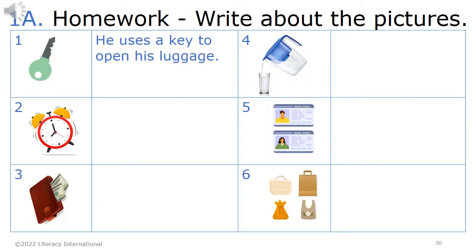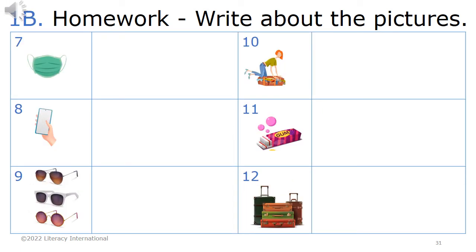1A. Homework. Write about the pictures. For example, 1. He uses a key to open his luggage. 1B. Homework. Write about the pictures.